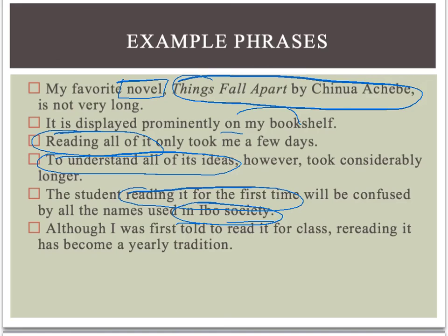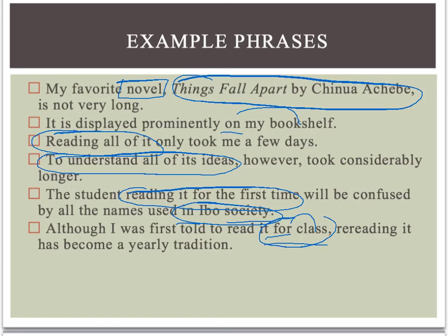The last sentence, although I was first told to read it for class, rereading it has become a yearly tradition. Also includes two phrases that we should talk about. It has the prepositional phrase for class, right, in which we have the preposition for and the object of that preposition, class. And then rereading it, this is a gerund phrase.